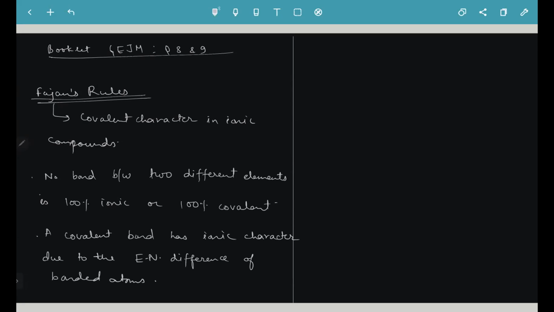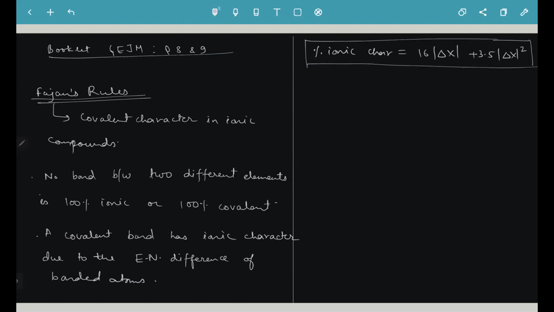ठीक है, और परसेंटेज आयनिक कैरेक्टर का एक फॉर्मूला हमने पीरियोडिक टेबल में किया ही था, याद करो। परसेंटेज आयनिक कैरेक्टर इज 16 into Δx प्लस 3.5 into Δx का होल स्क्वायर। ये फॉर्मूला हमने पीरियोडिक टेबल में किया था। So more is the difference in electronegativities, more is the ionic character.